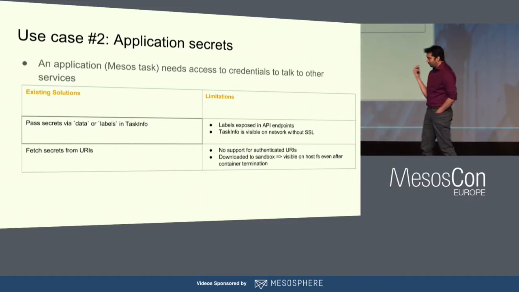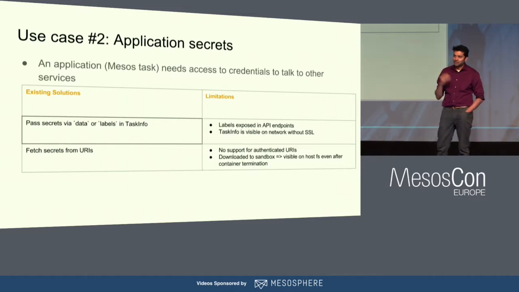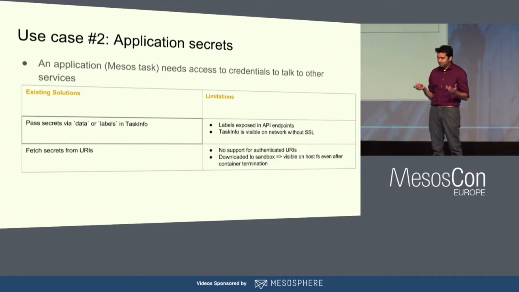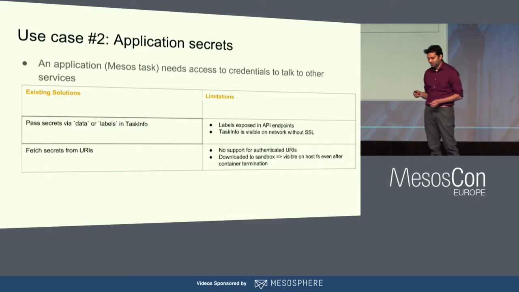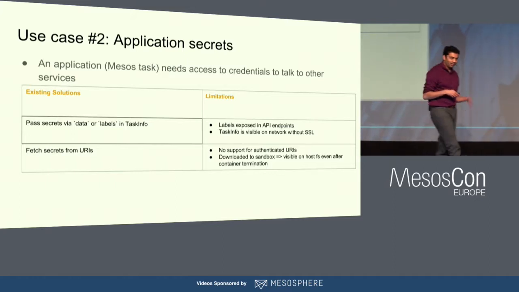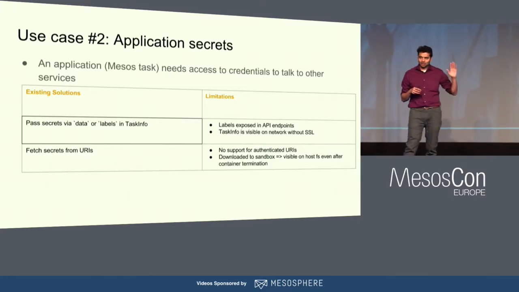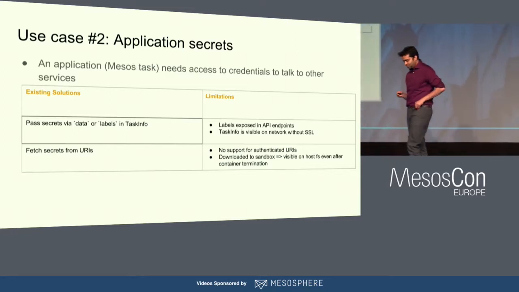The other solution that people have used is, again, the same URI hack that we talked about before. Put your secrets in a URI, and then Mesos downloads those secrets to your sandbox, and the application is configured to look in a particular location, with some out-of-band information on what that location is, what that file name is, and what have you, and then uses that to talk to other applications. It has the same limitations that we talked about in the previous slide on what happens if you use URIs to pull secrets.